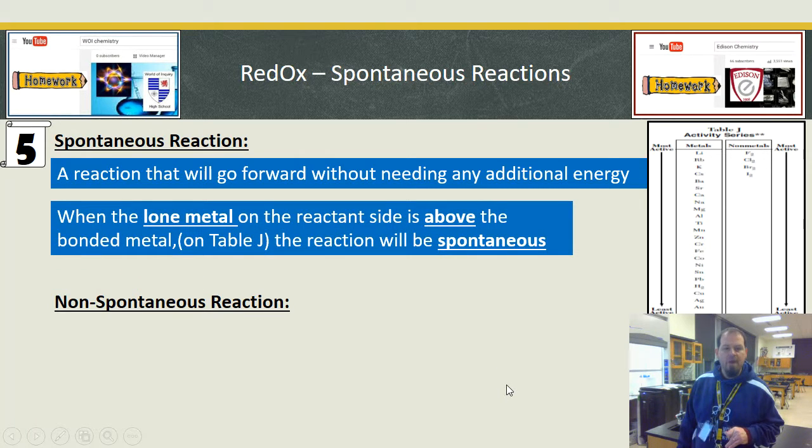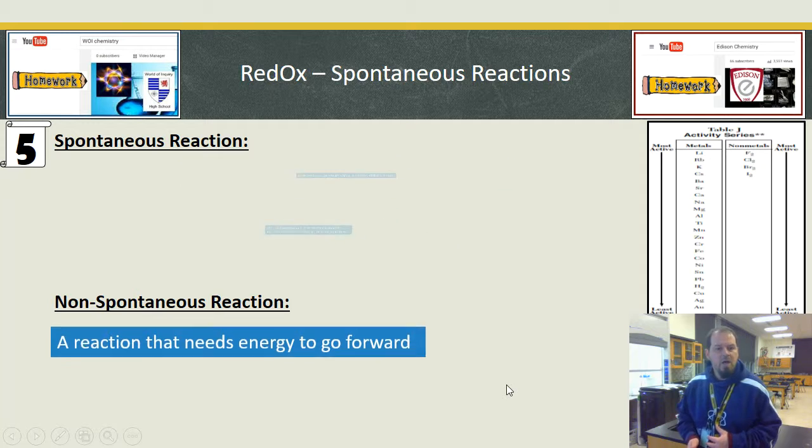So when the lone metal, listed as just an atom on the reactant side, is above the bonded metal on table J, that is the metal within the compound, then the reaction will be spontaneous. It's that simple. We're going to look up the two metals. If the metal that's all by himself is more reactive than the bonded metal, he will react with the bonded metal and replace it, and it will be a single replacement reaction.